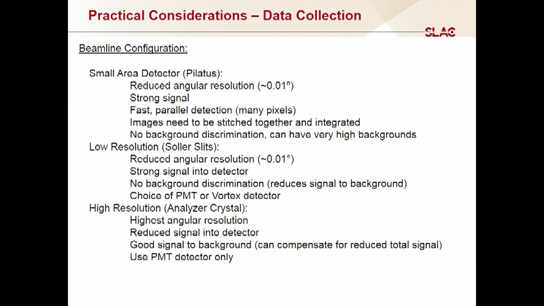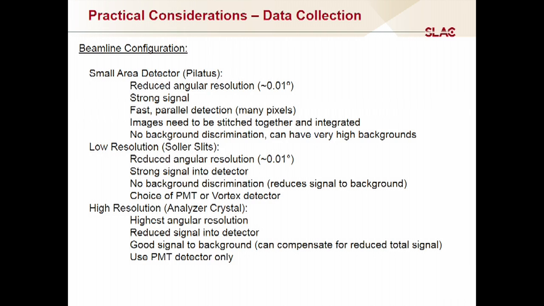You can do another setup using a point detector with low-resolution solar slits. Basically, this is a lot of metal plates arrayed parallel to each other so that you can only get light through in a very certain direction. If you're a little bit off axis, you'll hit one of the plates and you can't see through. This has, again, a reduced angular resolution, about the same as what you get from the Pilatus, about 0.01 degrees in 2 theta. You still get quite strong signal into the detector, but of course you're only using a point detector behind that, so you only get one point at a time.